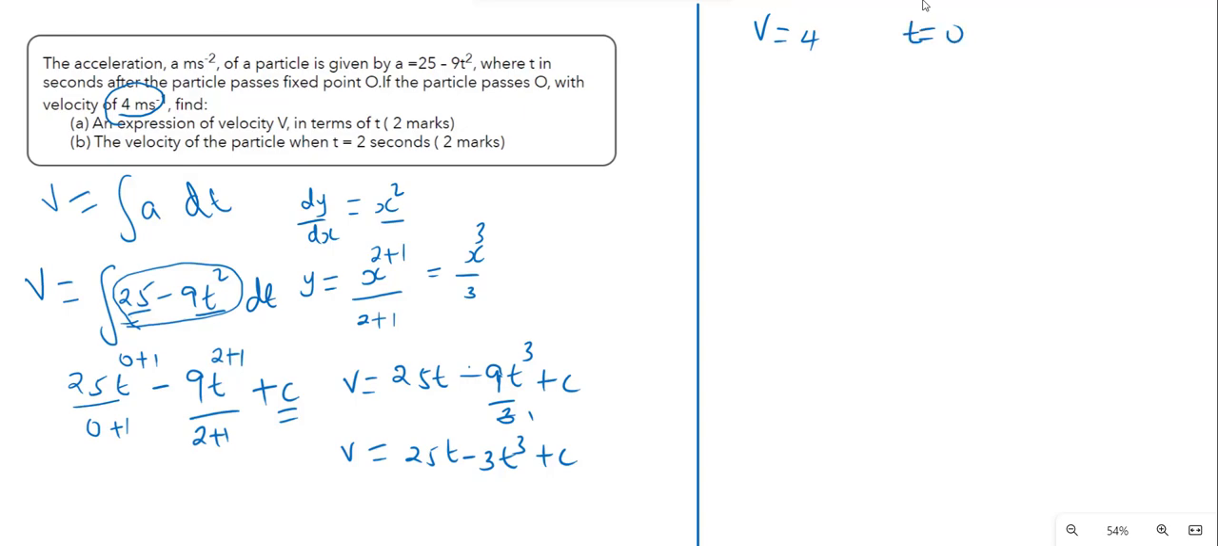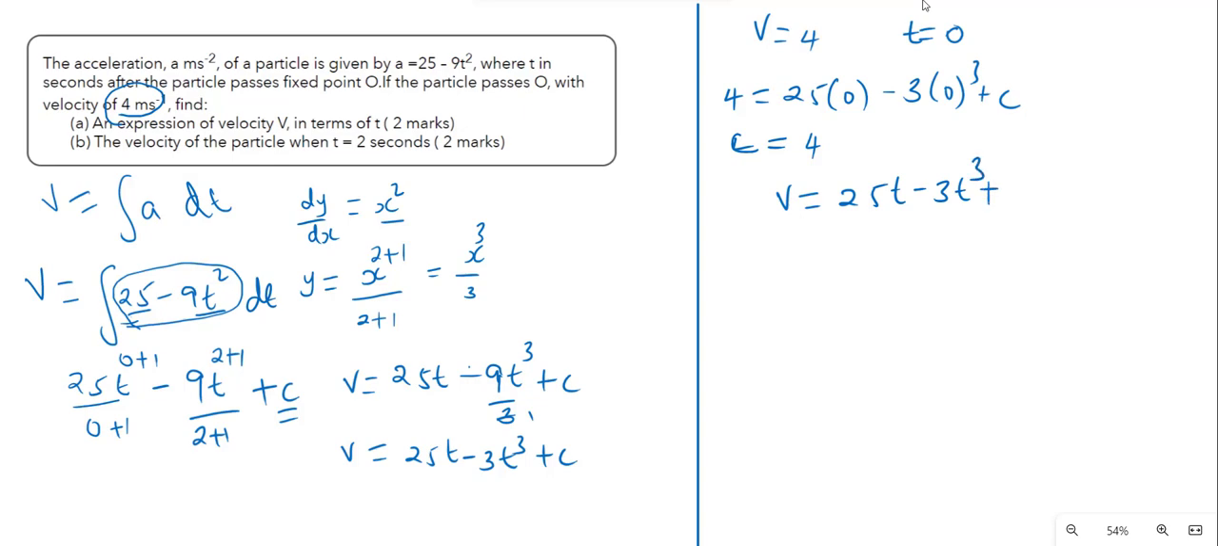So with these two variables, we can get c, and therefore we substitute v with 4 equals 25, where we have t, we replace with 0, then minus 3, and then 0 cubed plus c. So clearly this will give us the value of c as 4, and therefore the new equation, which is question A, will be velocity equals 25t minus 3t cubed plus 4.